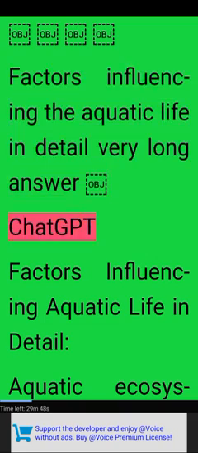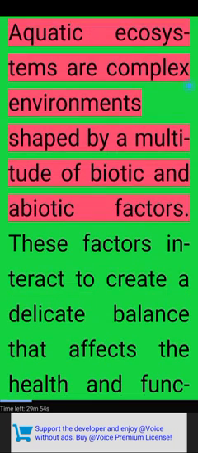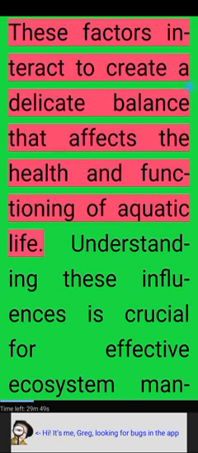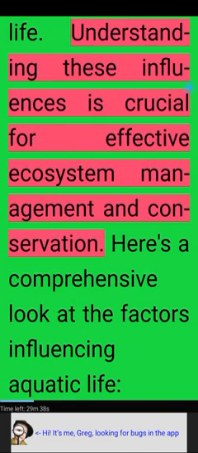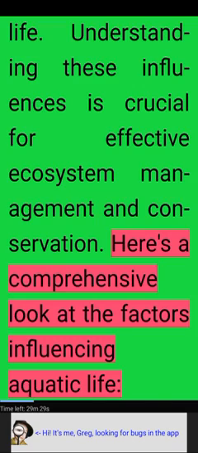Factors influencing aquatic life in detail. Aquatic ecosystems are complex environments shaped by a multitude of biotic and abiotic factors. These factors interact to create a delicate balance that affects the health and functioning of aquatic life. Understanding these influences is crucial for effective ecosystem management and conservation. Here's a comprehensive look at the factors influencing aquatic life.